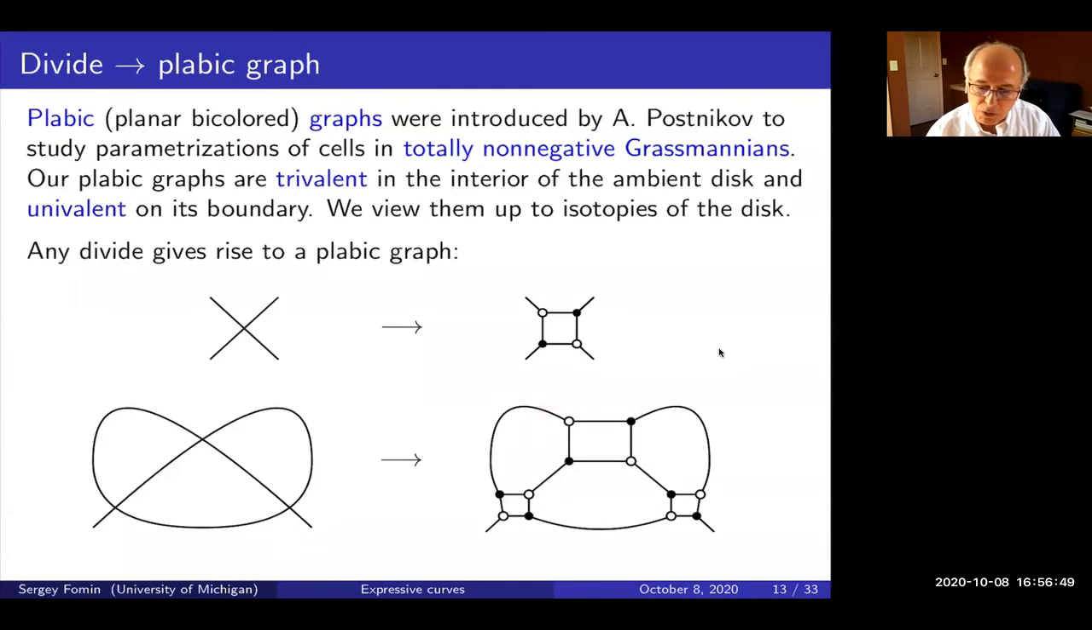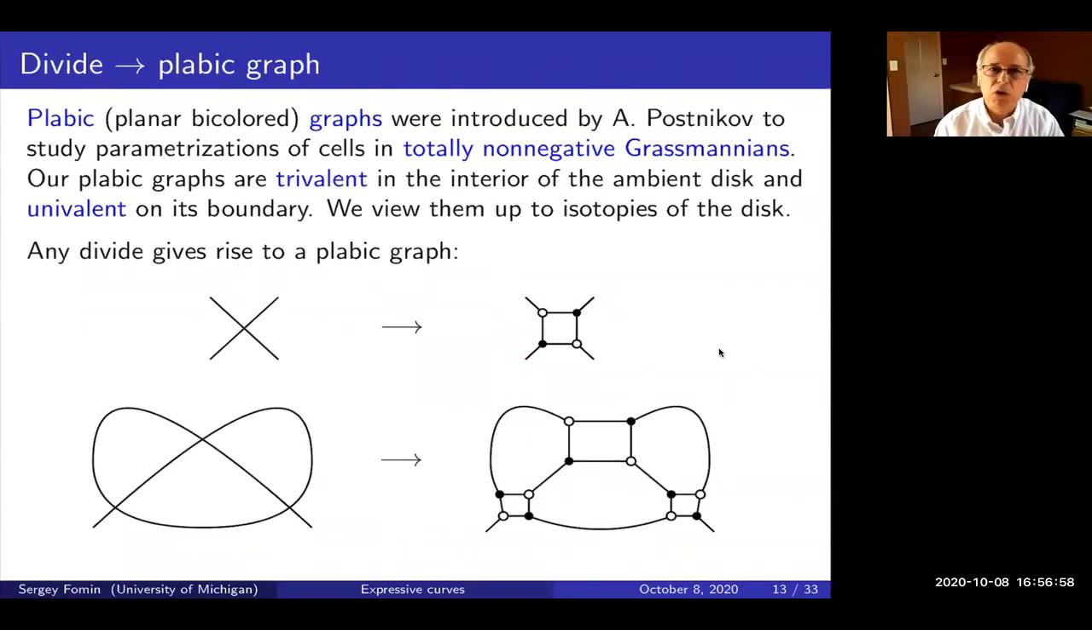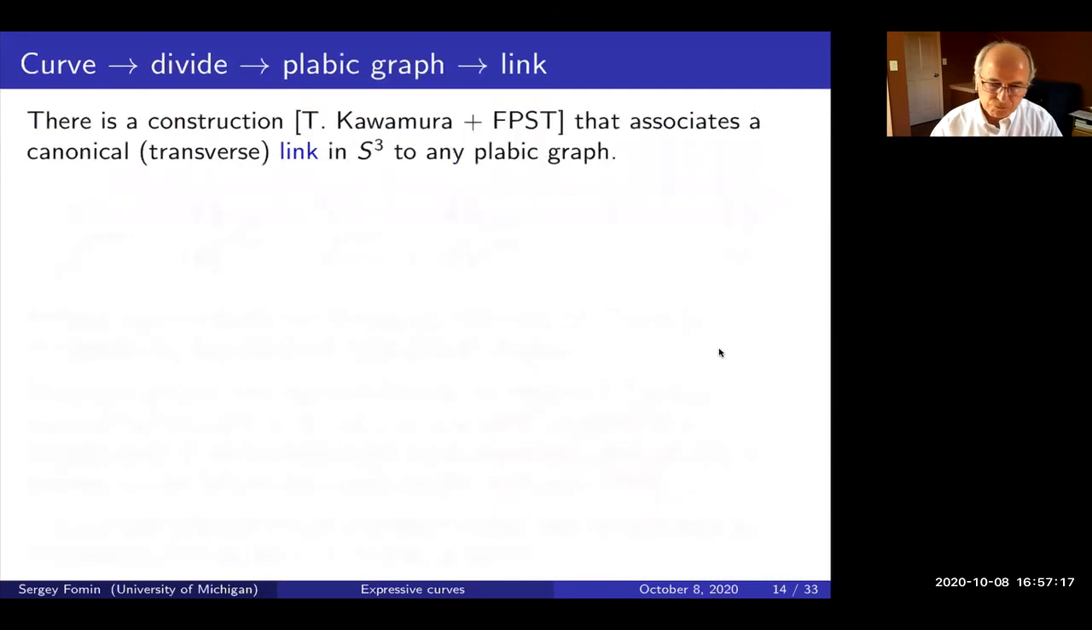Of course, you may wonder, there are 2 different ways to choose colors here, and it doesn't matter which one you choose, because we are going to consider these graphs up to certain local transformations, one of which is going to change colors in exactly this way. Take a roundabout and change all its colors. Okay, but there is also a canonical way to color them, but let's not worry about it. So there is an amazing construction due to Tomoe Kawamura, which we adapted to this setting, that associates a canonical link in S3 to any plabic graph.